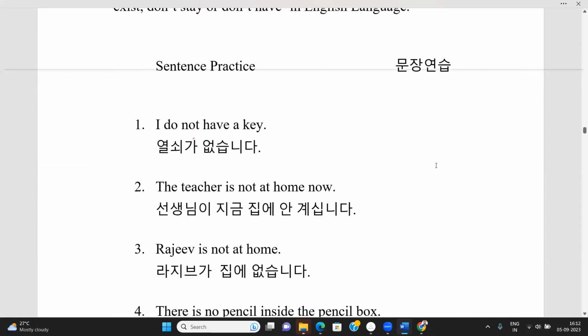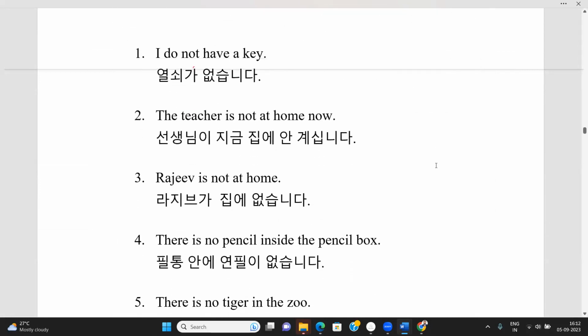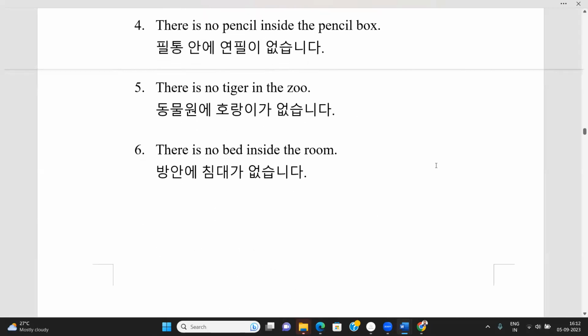I do not have a key. 열쇠가 없습니다. The teacher is not at home now. 선생님이 지금 집에 안 계십니다. Rajiv is not at home. 라지브가 집에 없습니다. There is no pencil inside the pencil box. 필통 안에 연필이 없습니다. There is no tiger in the zoo. 동물원에 호랑이가 없습니다. There is no bed inside the room. 방 안에 침대가 없습니다.